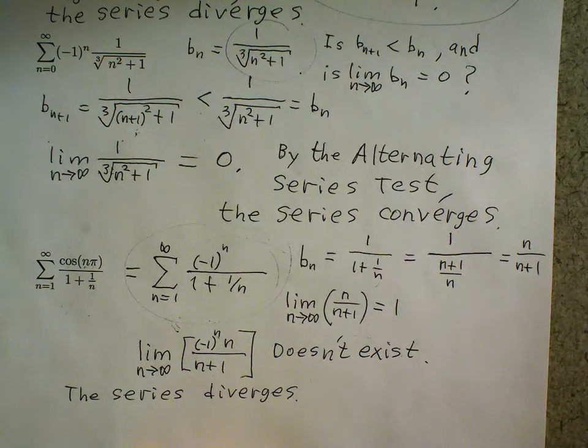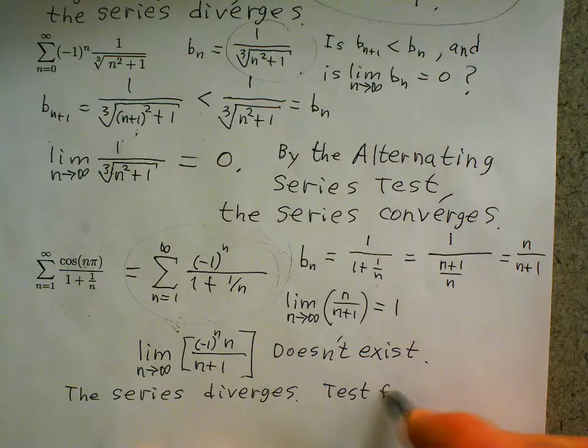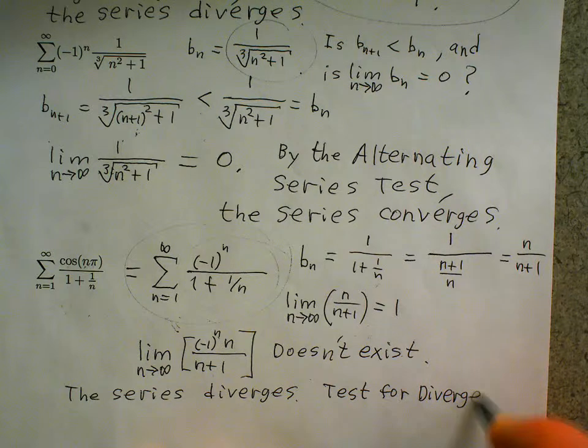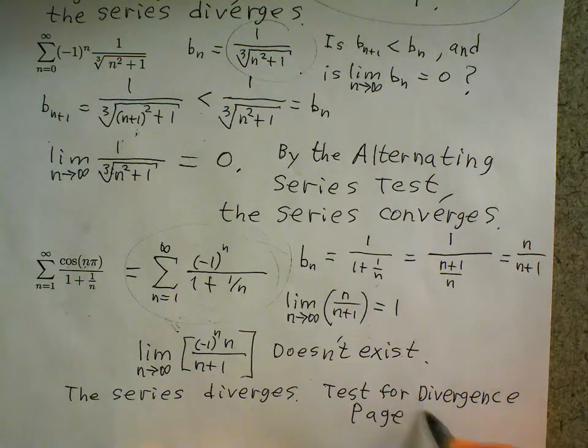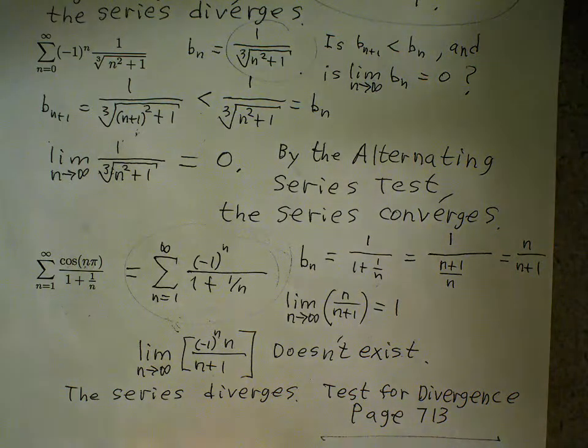So make a note again, test for divergence. Page 713. I keep emphasizing this divergence test, so make sure that you review that if necessary and just be aware of its existence. Okay, now we can go ahead and start the next section, 11.6.